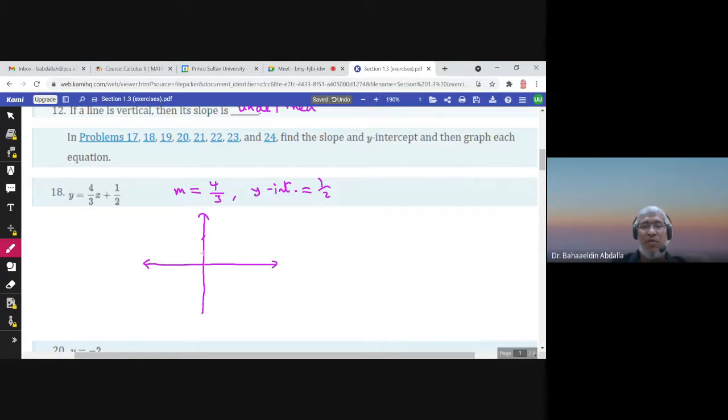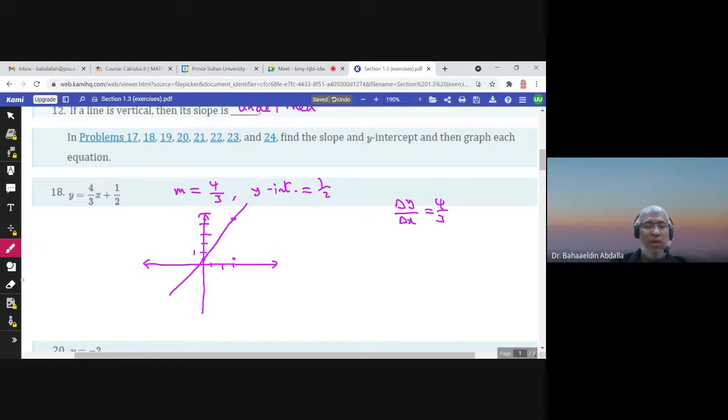The y-intercept is half, so if this is 1, this is half. So the line passes by this point. Now, the slope is 4 over 3. So delta y over delta x is 4 over 3. So if you move 3 units to the right from this point and 4 units up on the y, so this is 1, this is half, so I want 4 point half. So 1, 2, 3, 4, this is 4 point half, so I go up to here. Now this is another point on the line, and I can connect these two.